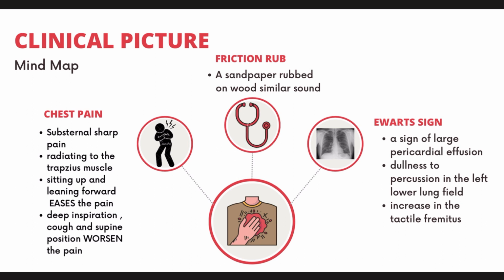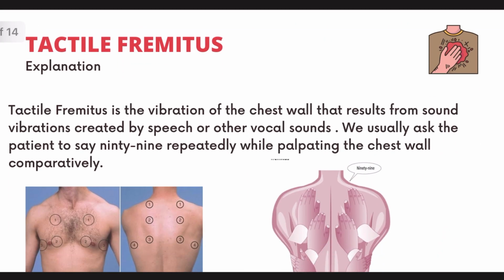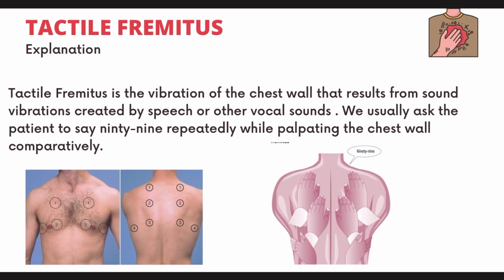In the case of a large pericardial effusion, you may find Ewart sign, which is the result of lung compression by the heart. It consists of dullness to percussion in the left lower lung field, associated with increased tactile fremitus in the same area. For the ones wondering, tactile fremitus is the vibration of the chest wall that results from sound vibrations created by speech or other vocal sounds.